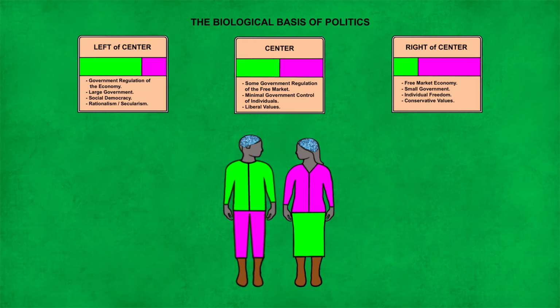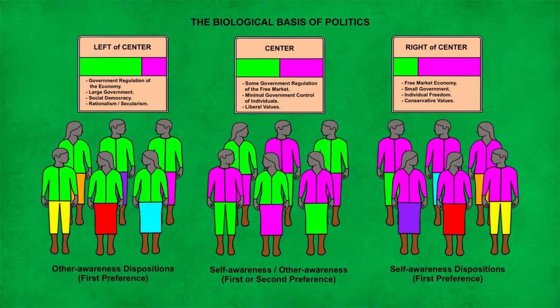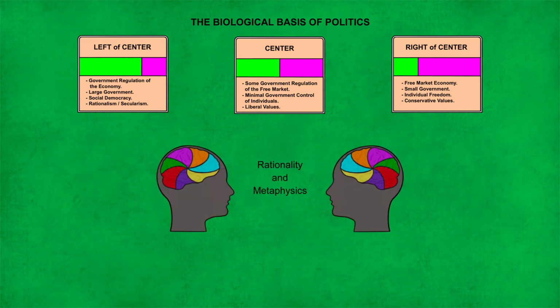But aside from the conflict between self-awareness and other awareness, there's one other area of dispositional conflict in both the individual and the population as a whole, which also informs politics. This is the tension between rationality and metaphysics. The rational and metaphysical neurochemical processes of the human brain play an important part in determining the character of every individual's disposition, and shape the way an individual thinks and feels about the world.